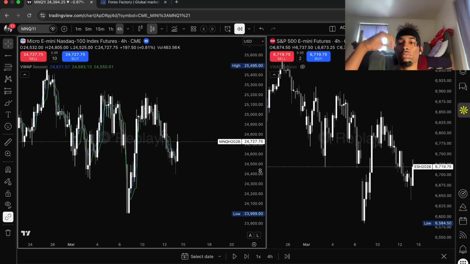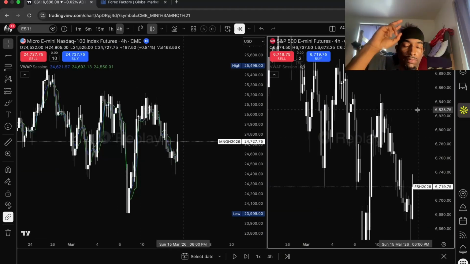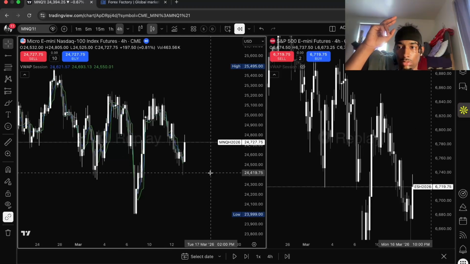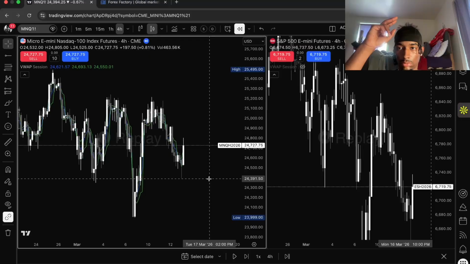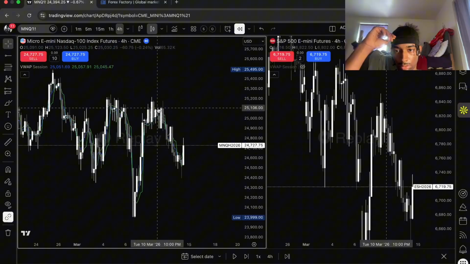All right, cool. So basically, what I want to talk about today is being able to read the higher time frame. There are two different ways you could read it, especially starting on the 4 hour going into Friday. It's the current trend that we're in right now, and then the overall trend of the higher time frame, right?